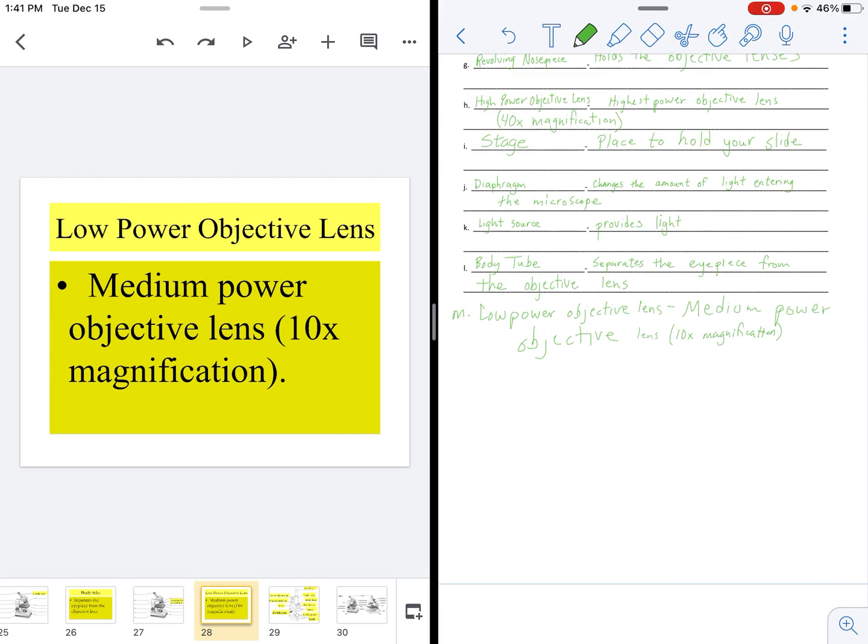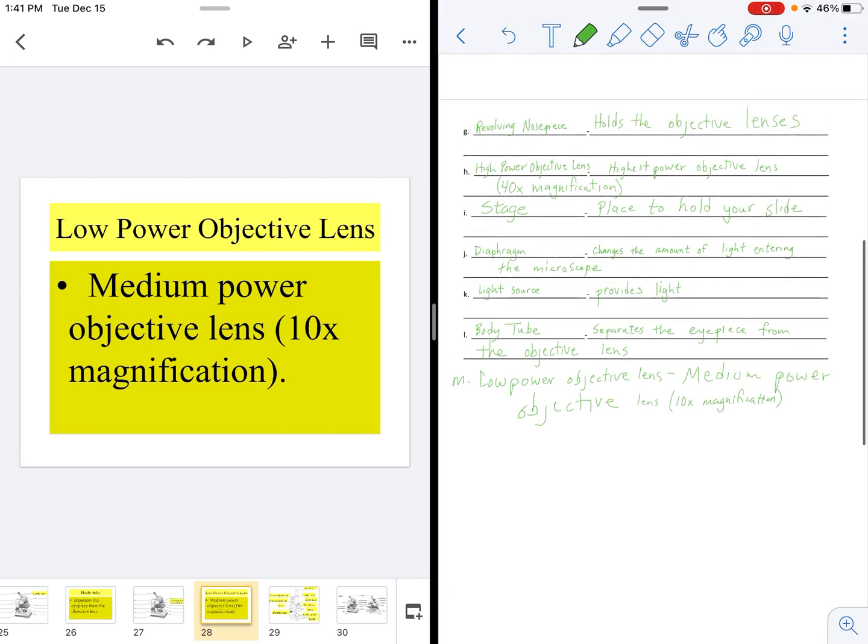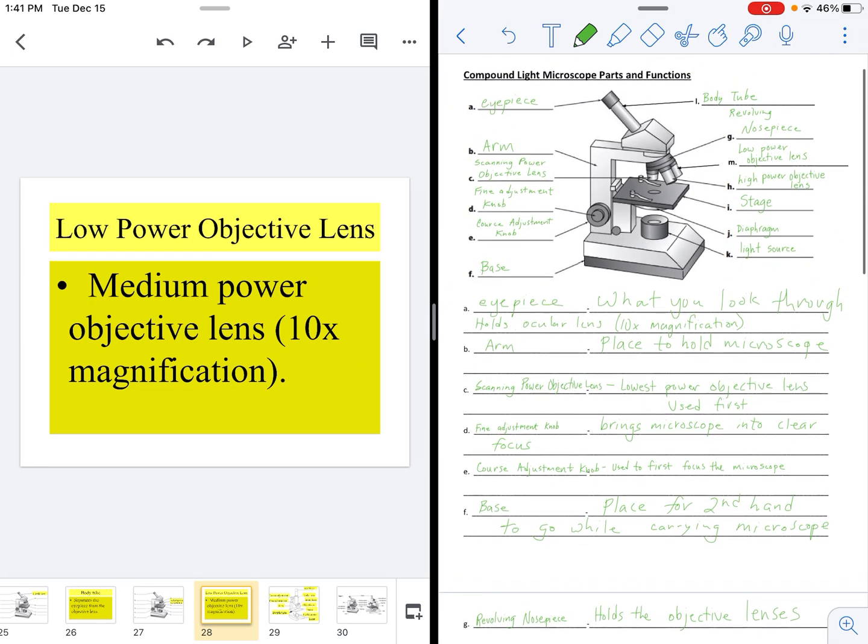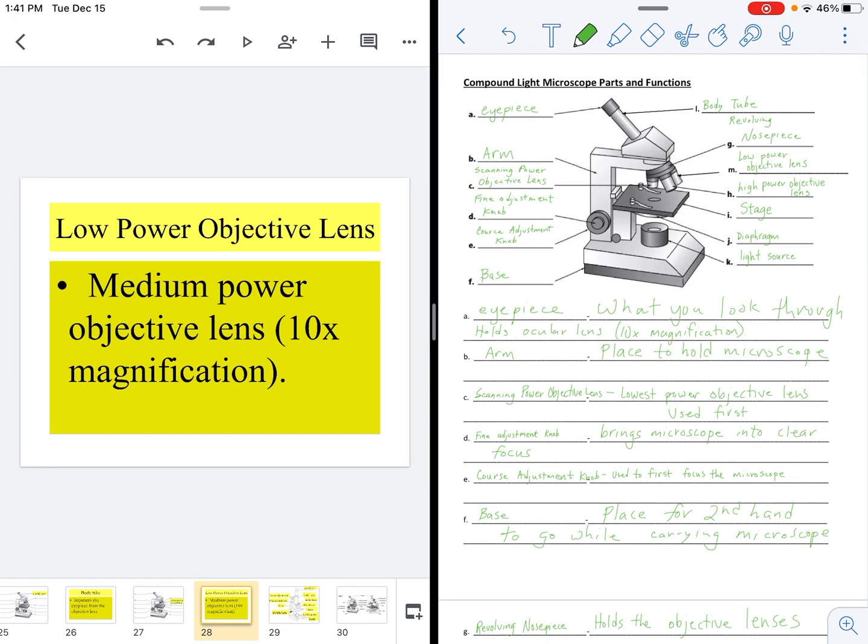So there you have it. We have labeled our microscope and we've written down all the functions that go with the different parts. On the gizmo later in the week, you'll have a chance to sort of practice using a microscope. I know it's not the real thing, but it's what we can use for now.